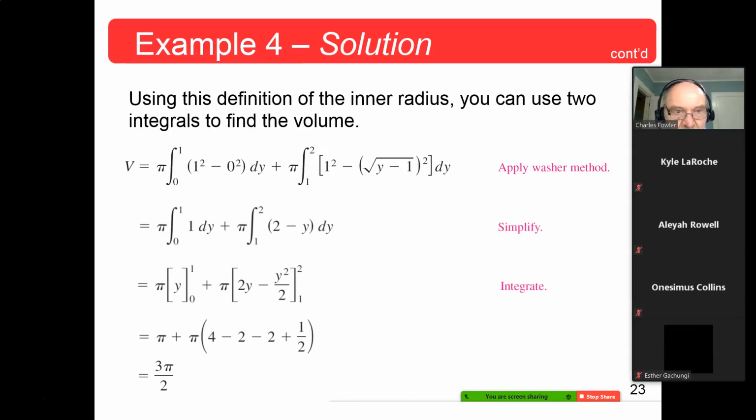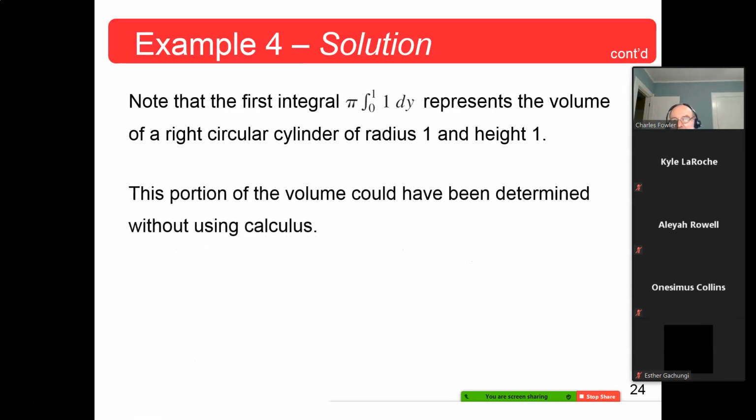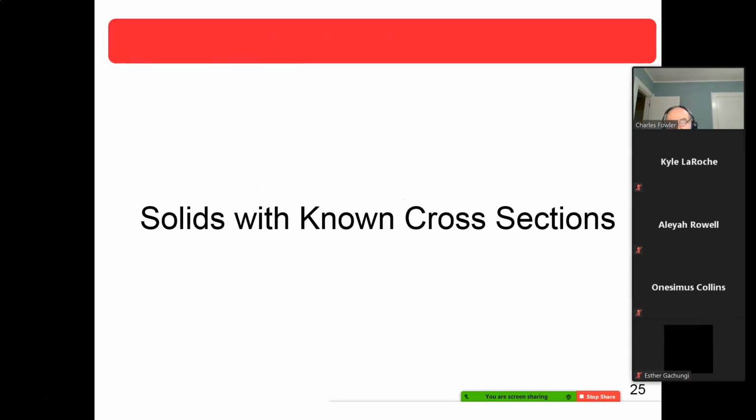Let's move on to, note that the first integral represents the volume of a right circular cylinder of radius 1, height 1, which is what we said from the very beginning. That portion could have been determined without using calculus, which is what we did. Okay. Now, they're skipping example 5.